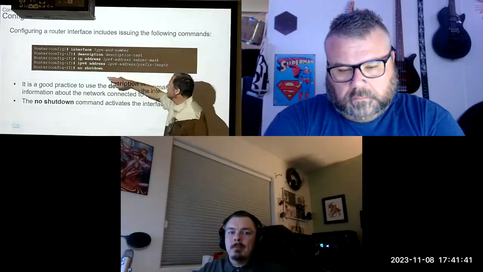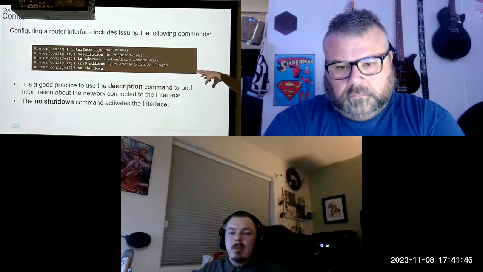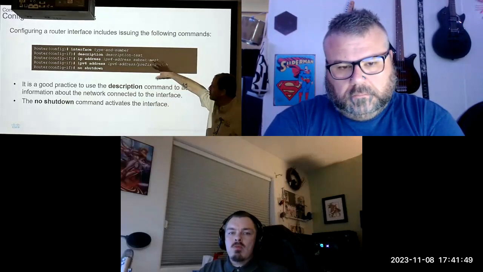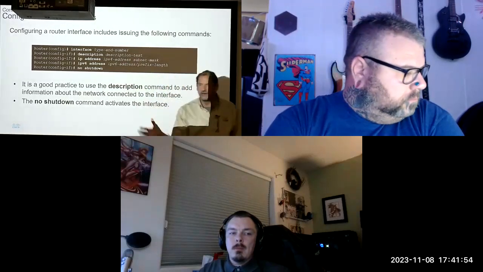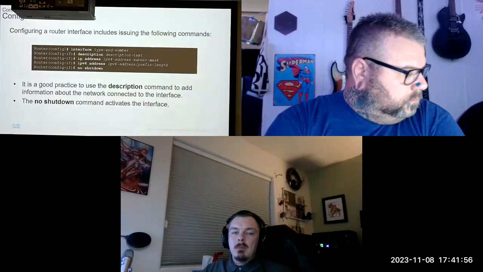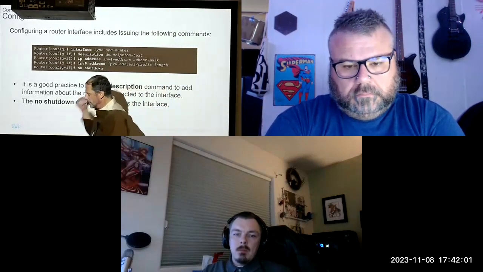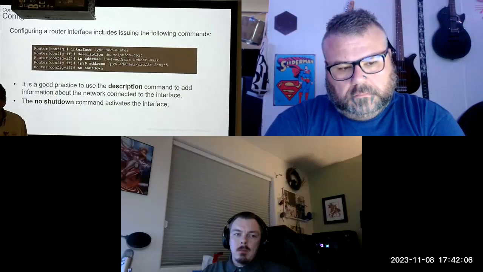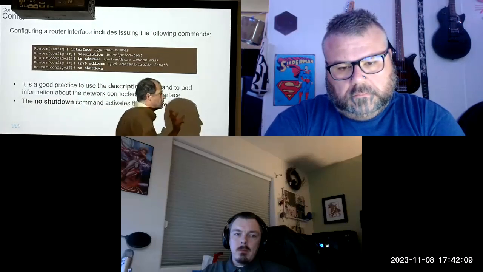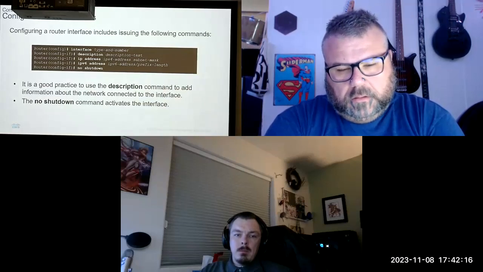And then finally, no shutdown. So you had to do that on the VLAN, the switch virtual interface, as well. On routers, when it's first powered up and has no config file, every interface is disabled, shut down. So if you were to do a show interfaces on a router before you configured its interfaces, the interface would say administratively down. That's your clue that somebody didn't put in the no shutdown command.